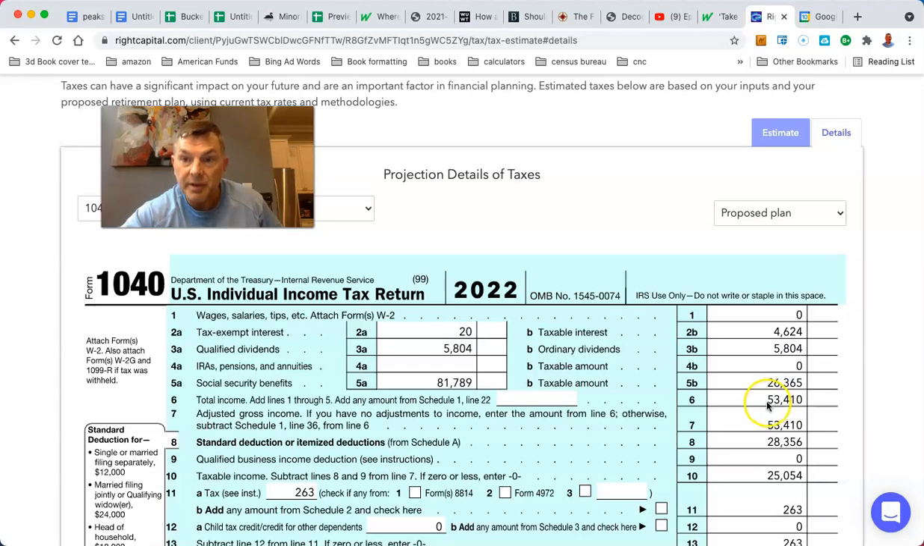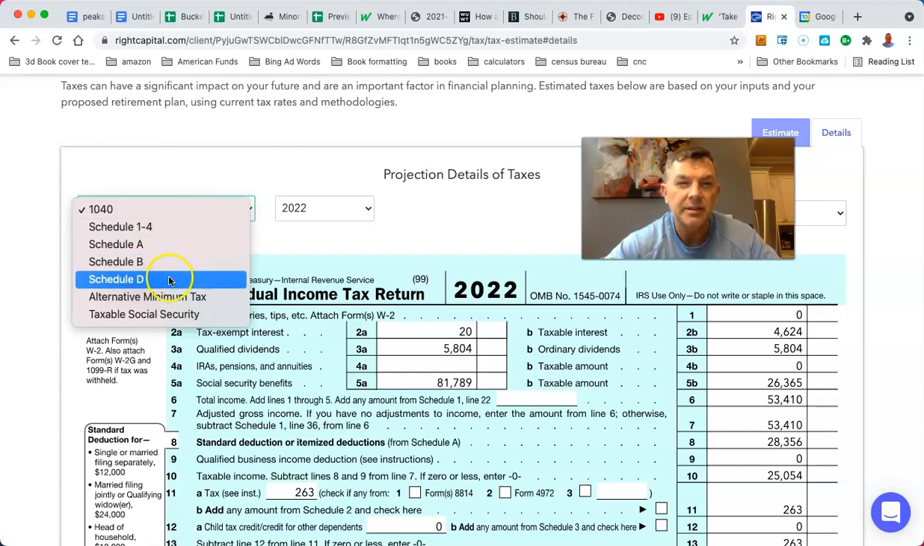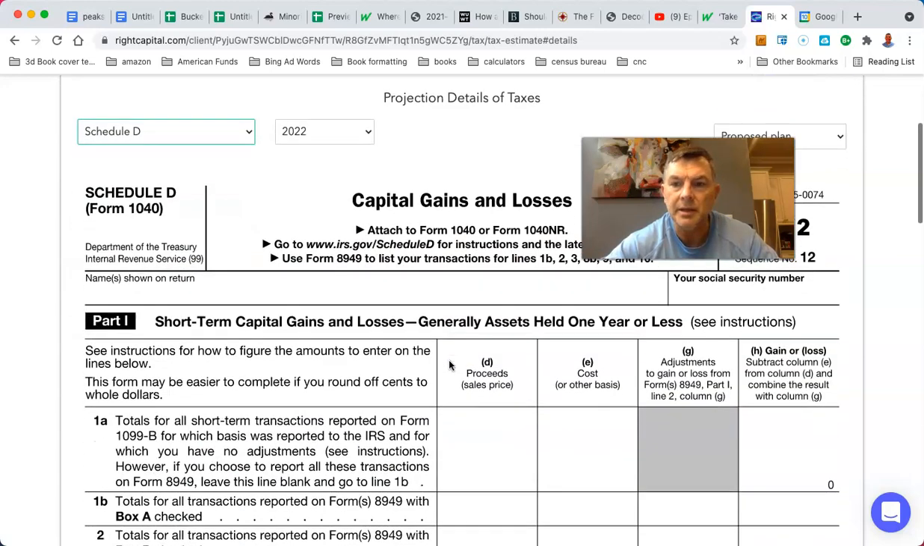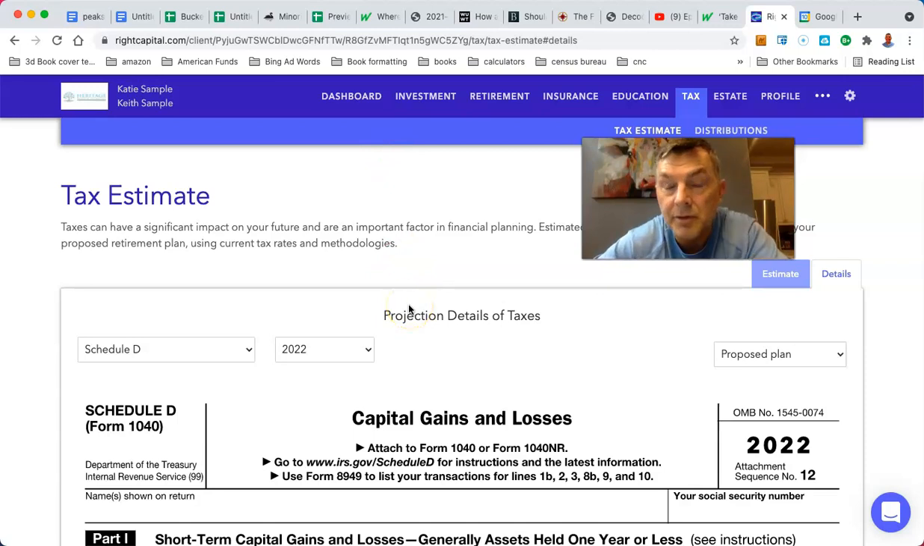So I have $53,000 of total income, but that's very misleading. Why is that misleading? Because we've got to look at the schedules. This is Schedule D, I think, for capital gain. One of the reasons is that it's a long-term capital gain, and if I'm still in the 12% tax bracket, it's tax-free. Big fat goose egg. Qualified dividends, if I'm still in the 12% tax bracket, tax-free.